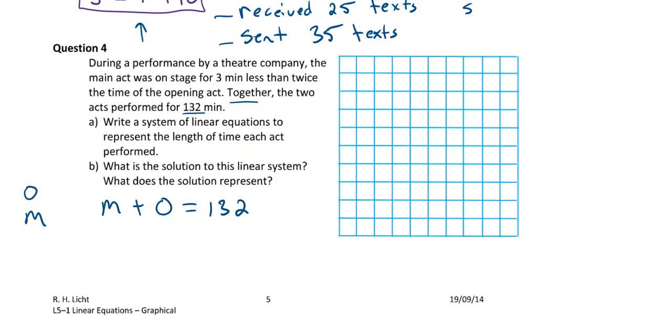Now equation number 2 says the main act was on stage for 3 minutes less than twice the time of the opening act. This one's not too bad. Let's piece it together. The main act is equal to, and then 3 minutes less than twice the time. So that would be twice the time for the opening act, but then 3 minutes less than that.